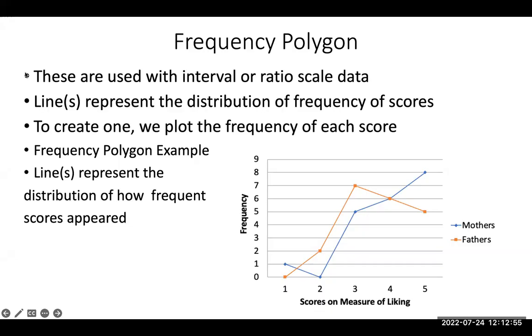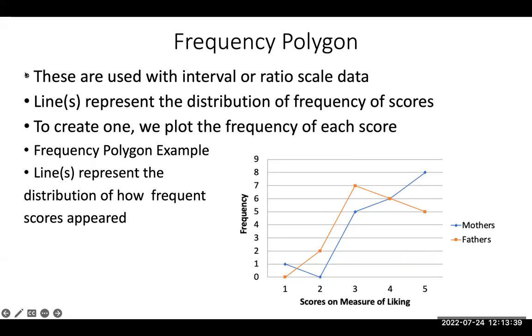In this example, we had children indicate whether they prefer their mothers over their fathers, or their fathers over their mothers. If it's in blue, they selected their mom. If it's in orange, they selected their dad. It's kind of a measure of liking. One represents strongly disagree, 2 is disagree, 3 is neither, kind of neutral, 4 is agree, and 5 is strongly agree. Looking at this example, you can see that generally children rated their mothers higher in terms of liking them than their dads. We're not going into what that means.